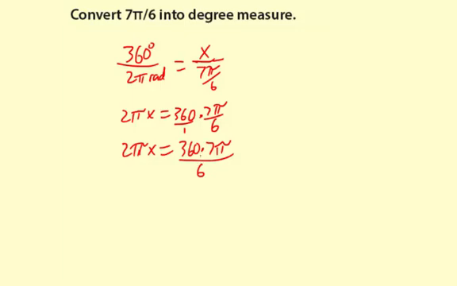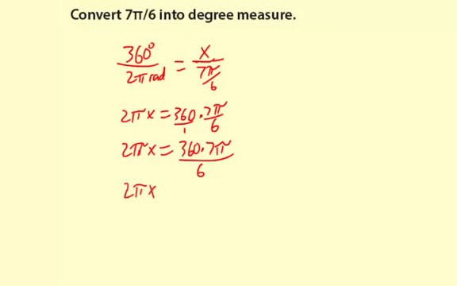Okay, now I can go a couple different ways. I can do 360 times 7 to simplify the numerator and then try to reduce the fraction after that. Or, looking at this fraction, I can see that 360 and 6 both contain a factor of 6, so I can actually reduce this right away, and that might be a little bit more efficient. So let me try that.